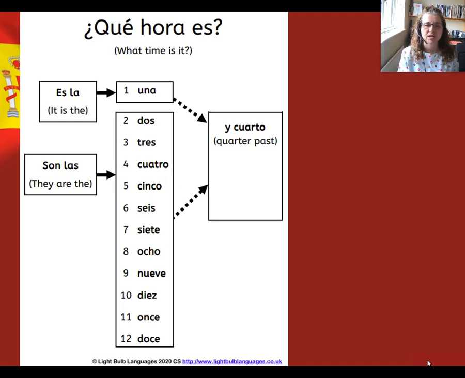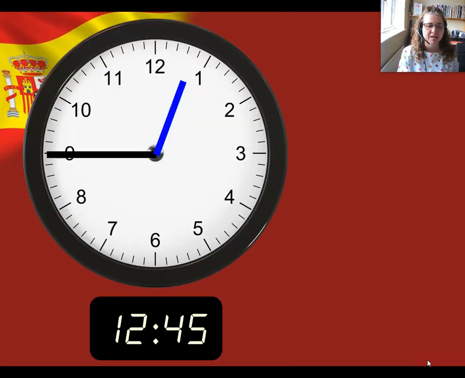Son las 8:15. And one more, how would you say it's 2:15? Son las 2:15. Very good. Let's move on then to the quarter to times.